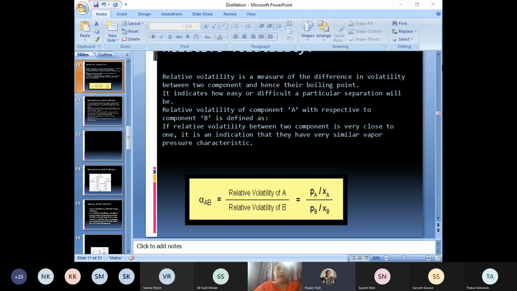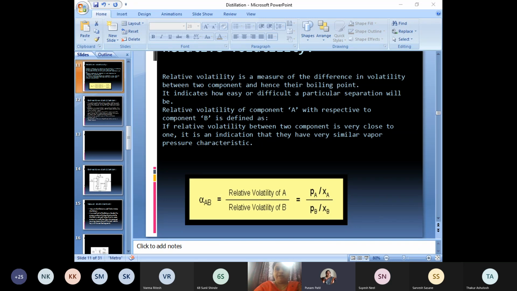Relative volatility. As we discussed, distillation separates the components on the basis of the volatility of those components. For example, if the feed has components A and B, depending on what the volatility of A is and what the volatility of B is, the separation of A and B happens through the distillation. Now what do you mean by volatility? It is related to the boiling point of that component. It is related to the vapor pressure of that component.